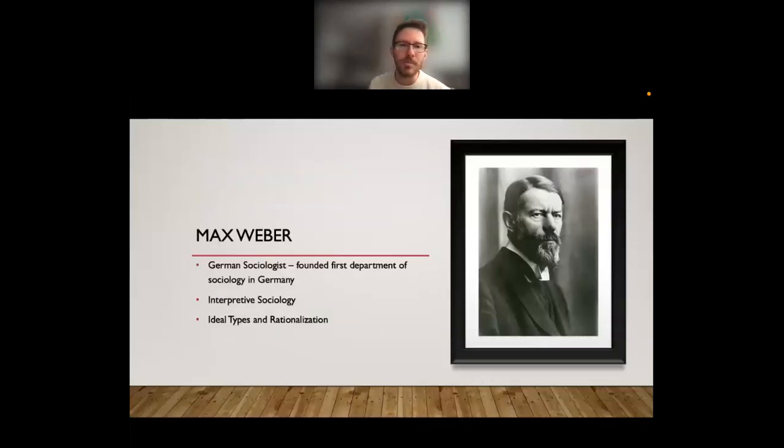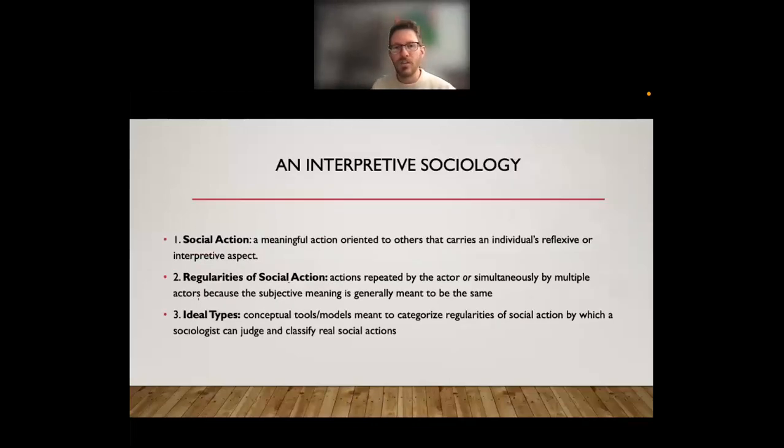Weber, German sociologist, founding the first department of sociology in Germany, was really well known for his interpretive sociology and what we'll talk about today, ideal types and rationalization. So an interpretive sociology for Weber is understanding social action as a meaningful action oriented to others that carries an individual's reflexive or interpretive aspect.